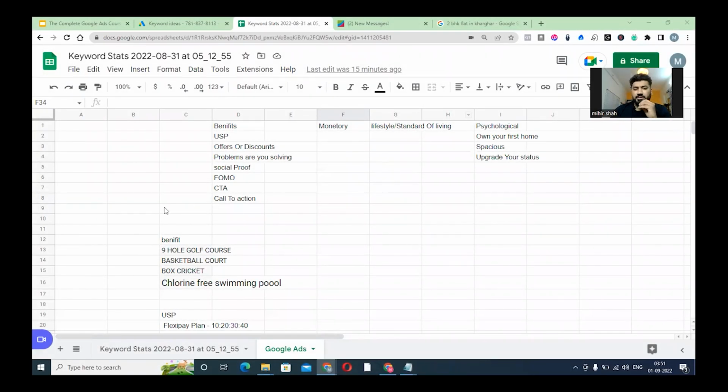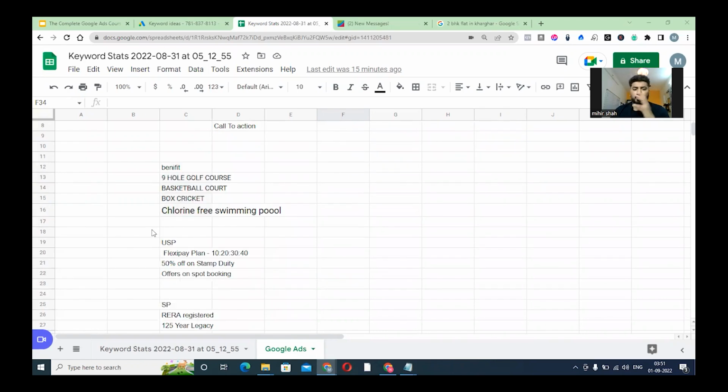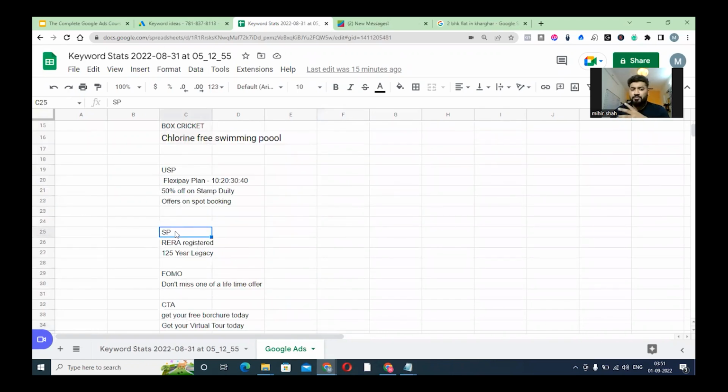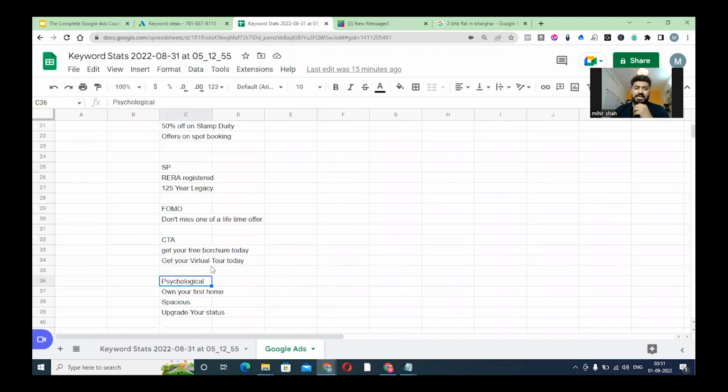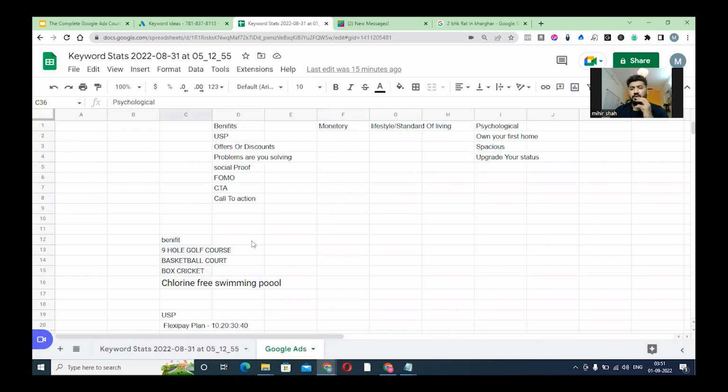So far, like we discussed, we have the benefits, the USPs, the social proofs, the FOMOs, the CTA, the psychological factors, all in this place. Now, what we are going to do, friends, is combine our keywords with these very strong terms. In between, we are also going to use filler words like online, like your. All these words tend to have a very strong impact.